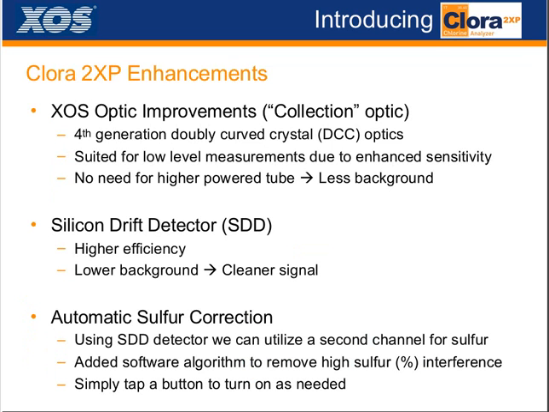I'm going to talk about what we've done here a little bit. So the major enhancements to the Chlora 2XP revolve around the optics. At this point, we're on our 4th generation of doubly curved crystal optics. My legal department says I can't say too much about them, but basically what happens is that the more counts you get, the better your statistics are going to be, and the lower your limit of detection is going to be. So what we've done is we've improved the optics. We've kind of beefed them up a little bit. We've changed the configuration and given the system more counts. And by giving it more counts, we've dropped that limit of detection down and increased the precision. And that's very well suited for low-level measurements due to that enhanced sensitivity.